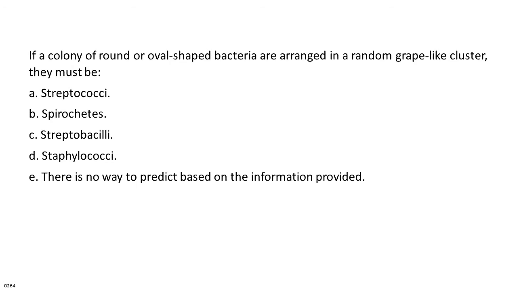If a colony of round or oval-shaped bacteria are arranged in a random grape-like cluster, they must be A. Streptococci. B. Spirochetes. C. Streptobacilli. D. Staphylococci. E. There is no way to predict based on the information provided.